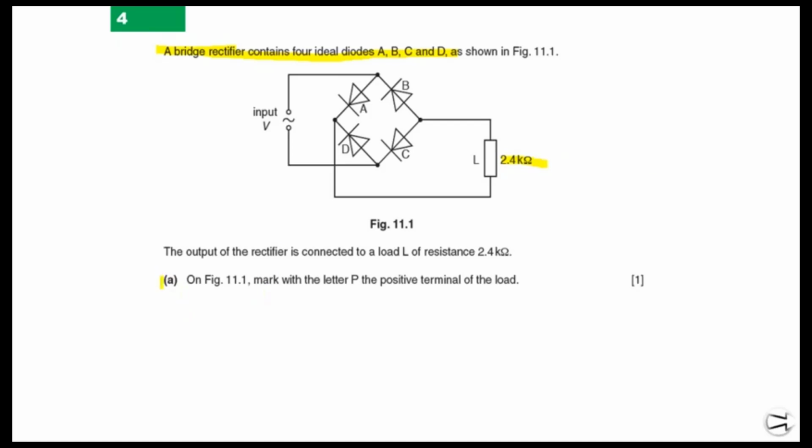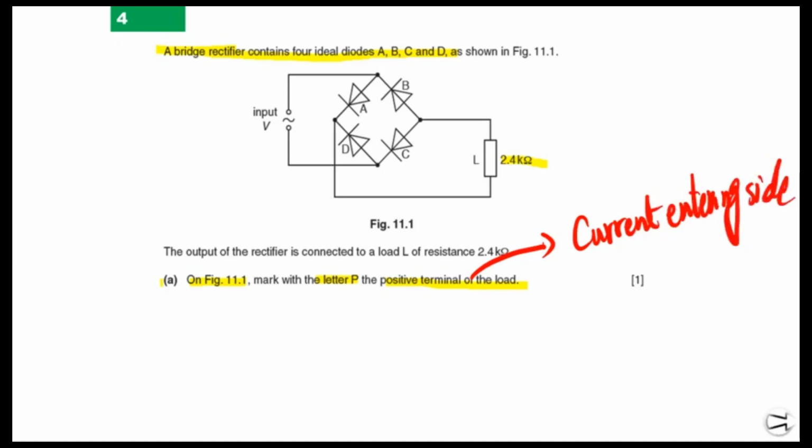What we need to answer is to mark the letter P for the positive terminal of the load on figure 11.1. Positive terminal of the load simply means the current entering side, a simple way to understand this one. Now we need to find out from which side current will enter. Will it enter from top to bottom or bottom to top? This is what we need to find with the help of this power supply.